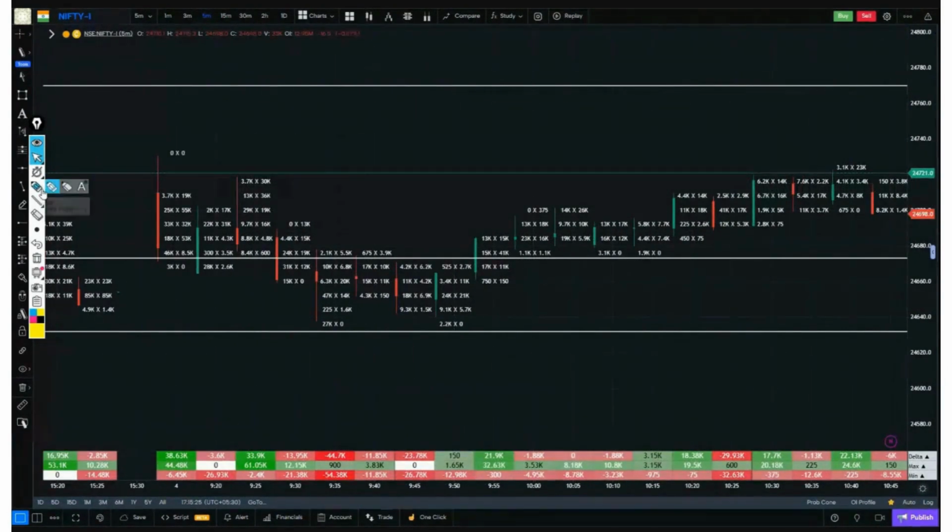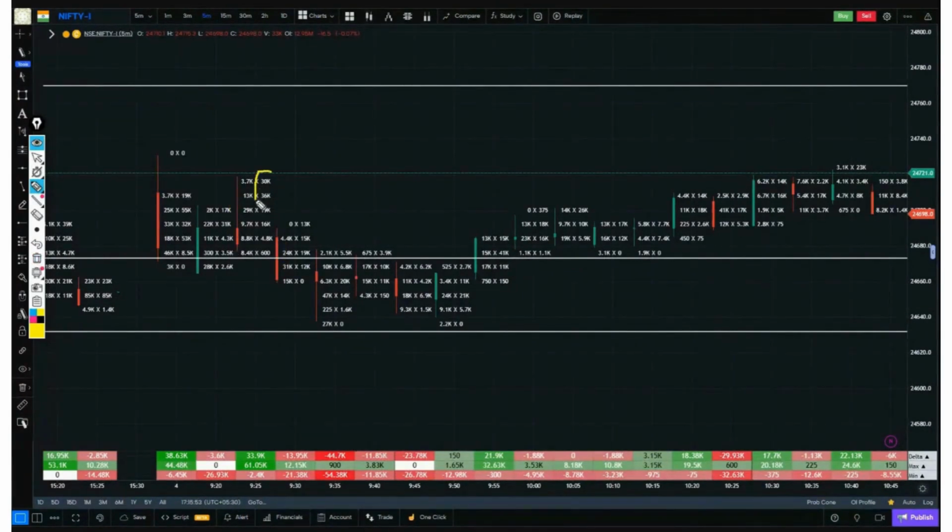Before you learn how to properly read the footprint, you should know what delta is, because we use delta every day here to read the footprint. For example, let's pick today's third candle. This one is the third candle. These are the footprints of this third candle. Within this same footprint, on the right side we have buyers and on the left side we have sellers.